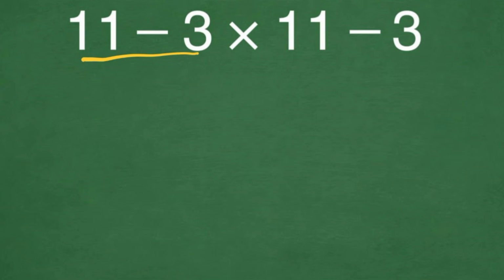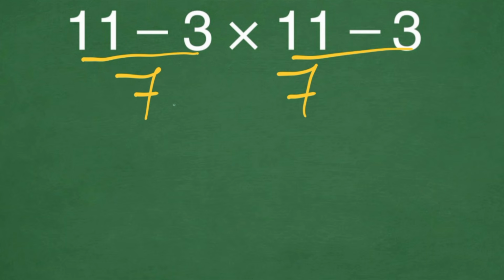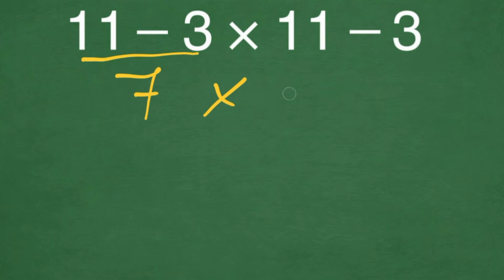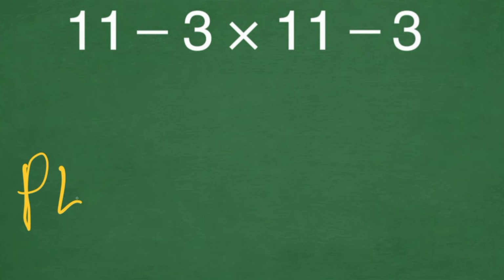11 minus 3 gives us 7, and 11 minus 3 again gives us 7, and 7 times 7 is equal to 49. But this answer is not correct, right? This is not correct because we didn't follow the right order of operations when solving the mathematical equation. So I'm going to write here the rule PEMDAS.